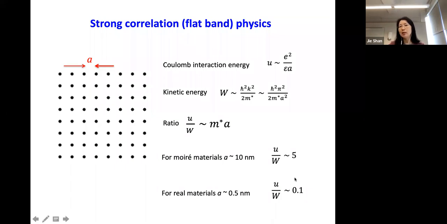You can also look at this from a different point of view. You can say, okay, that means the kinetic energy is small. When the kinetic energy is small in the electronic bands, we are talking about a flat band. It's narrow. That means the kinetic energy is small, right? And as a comparison, if you look at the real material, the period is on the order of half a nanometer, and this ratio typically is very small. So you don't need to worry too much about this correlation effect, or you need to engineer something with localized charge, flat bands, in order to see these correlation effects.